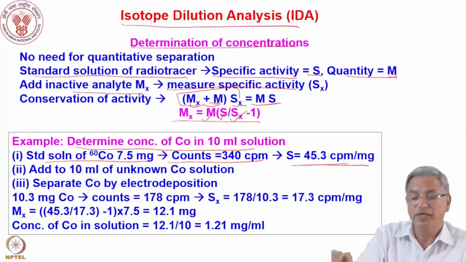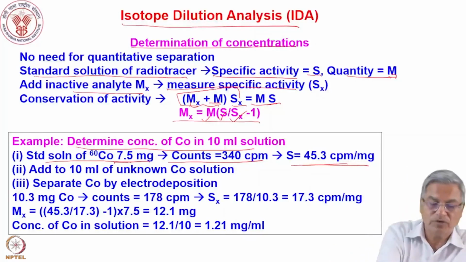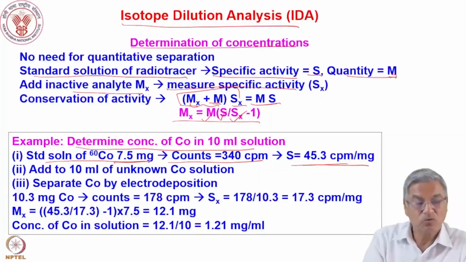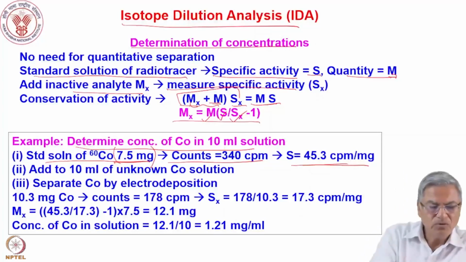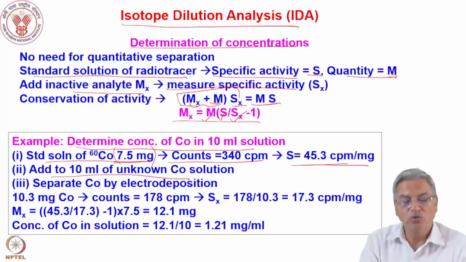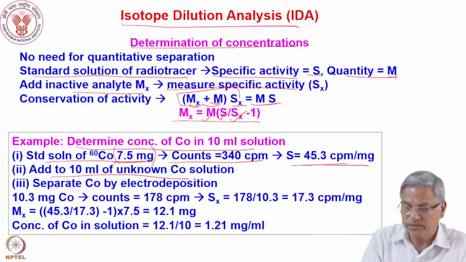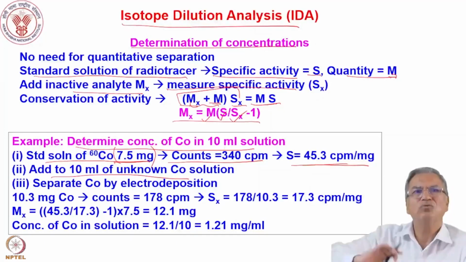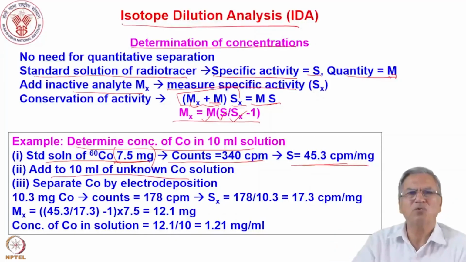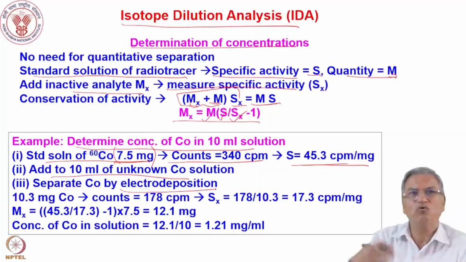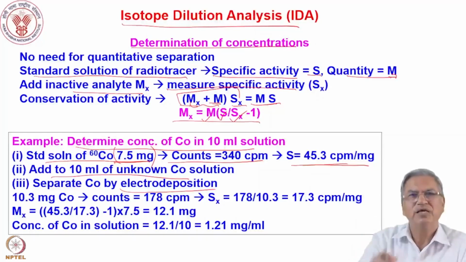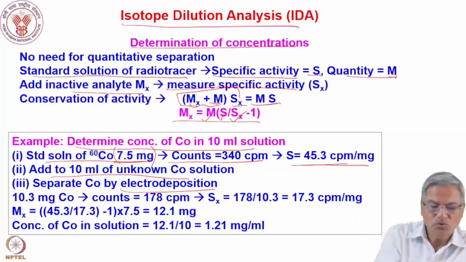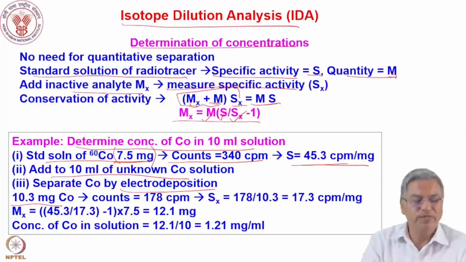That is counts per minute per milligram, not gram, because it contains 7.5 milligram of total cobalt, not just cobalt-60. Now you add to this solution 10 ml of the unknown solution for which you want to find out the cobalt concentration. Then you have to do a separation. You can separate out cobalt by solvent extraction or electrodeposition. And mind you, both solutions should have the same oxidation state of cobalt. So by separation, you got 10.3 milligram of cobalt.